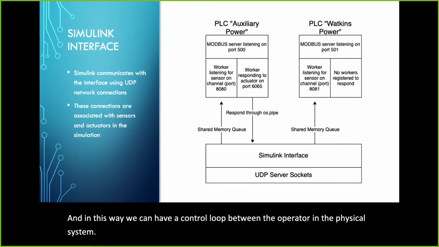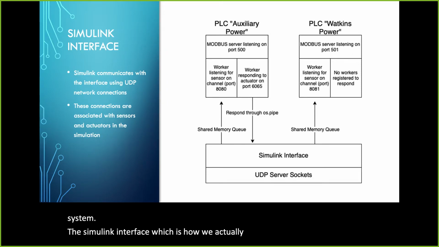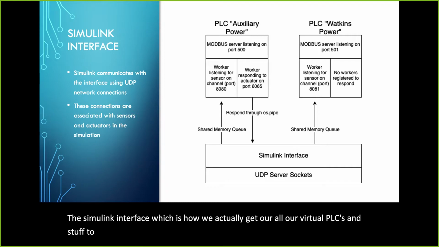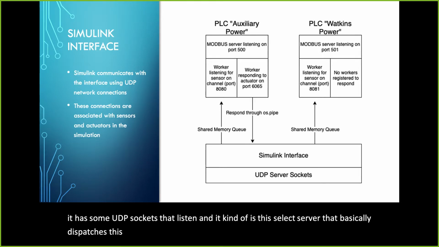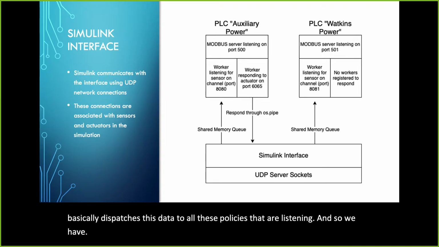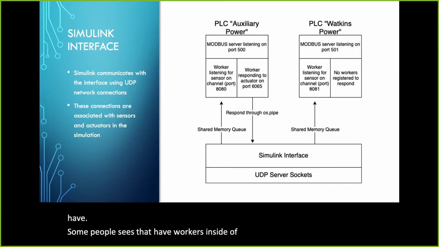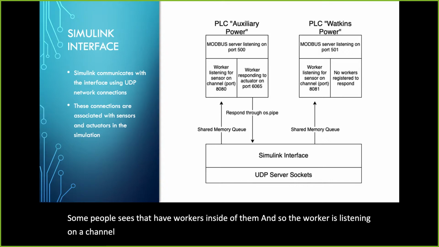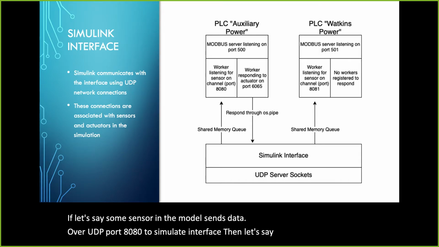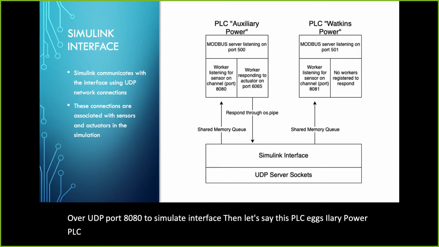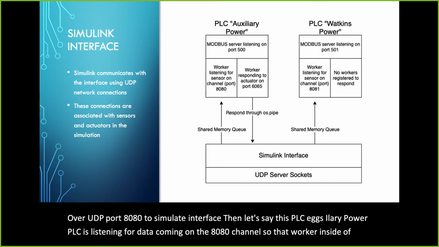The Simulink interface is how we get all our virtual PLCs to talk to our Simulink simulator, which is an existing engineering simulation. It has some UDP sockets that listen, and it is a select server that dispatches this data to all the PLCs that are listening. We have some PLCs that have workers inside of them, and the worker is listening on a channel. So if some sensor in the model sends data over UDP port 8080 to the Simulink interface, and the auxiliary power PLC is listening for data coming on the 8080 channel, the worker inside that PLC is listening for it. And they can have multiple workers.